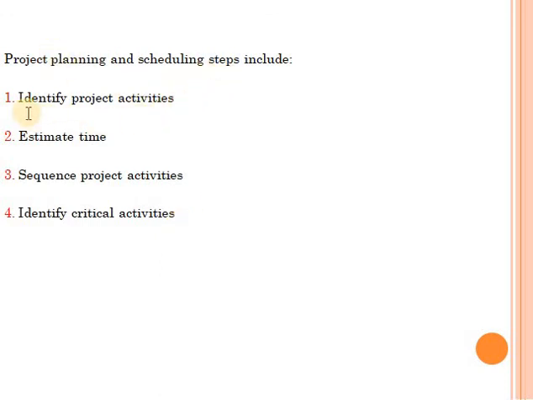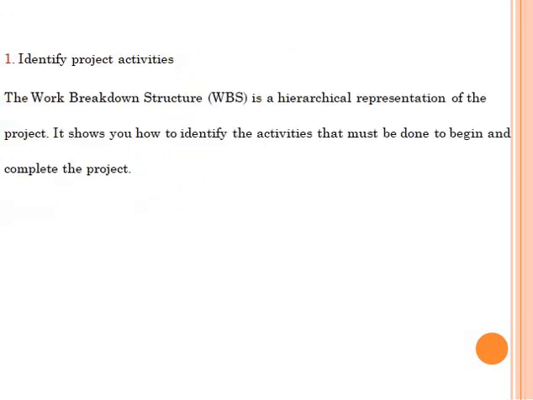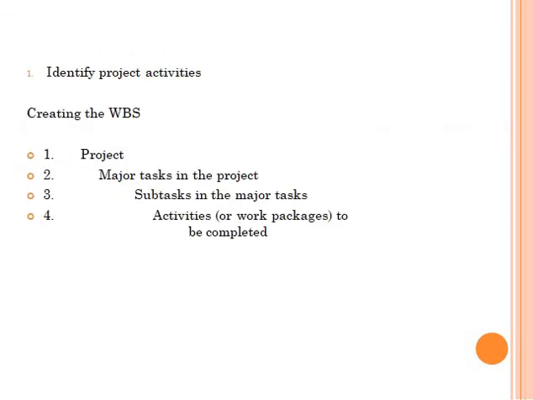Now these are the steps for planning and scheduling any project. So I'm gonna explain each one of these steps in a separate lecture. Today we will focus on identifying the project activities. This is done by getting the work breakdown structure. Okay, this is a very important term, the WBS. Okay, work breakdown structure. This is your starting point to identify the activities of the project. So it is a hierarchical representation of the project. It shows you the activities that must be done in order to complete all the projects.